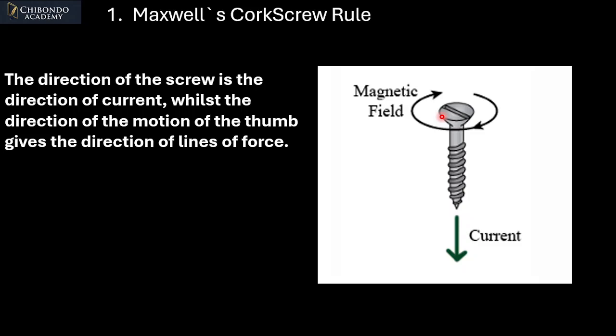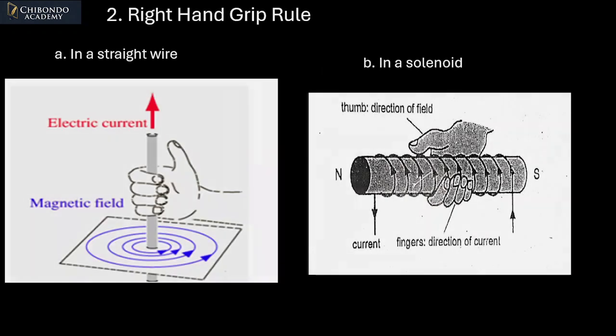So that's about Maxwell's corkscrew law. The other important law is the right hand grip law, which is easier to use than imagining the corkscrew. Sometimes it's hard to imagine. So the right hand grip law simply uses the hand.